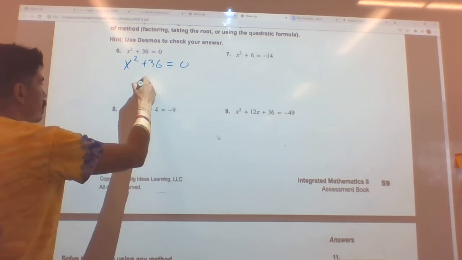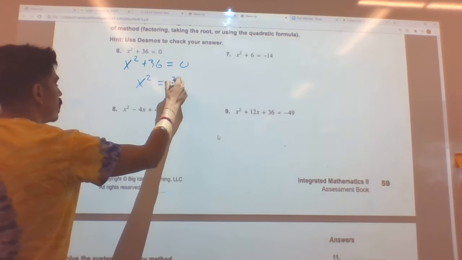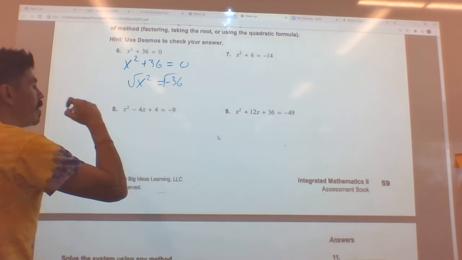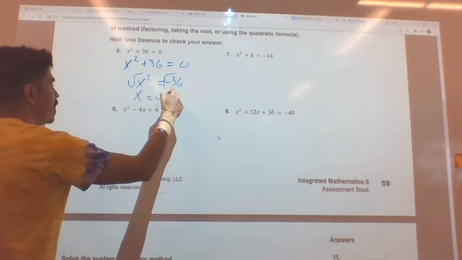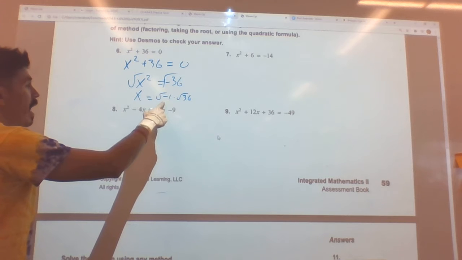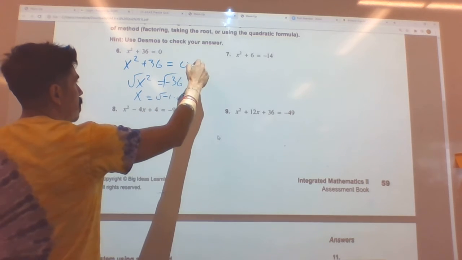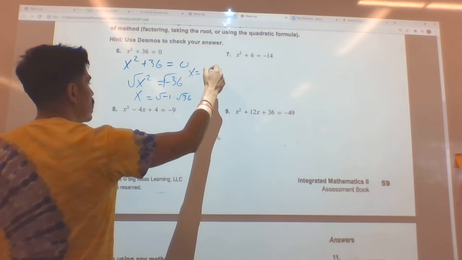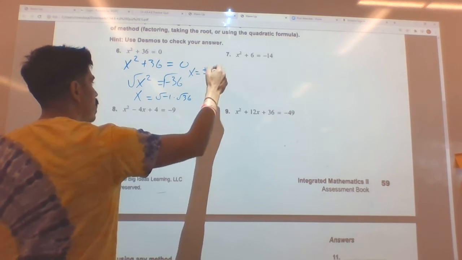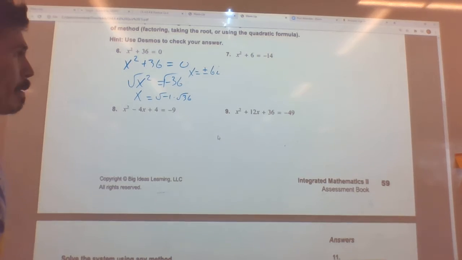All we do is take the root, and this becomes x equals square root of -1 times square root of 36. Square root of -1 is going to be i, so the answer is going to be x equals plus or minus 6i. There we go. All right.